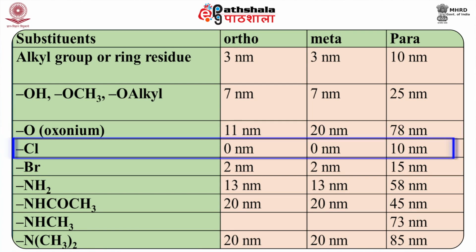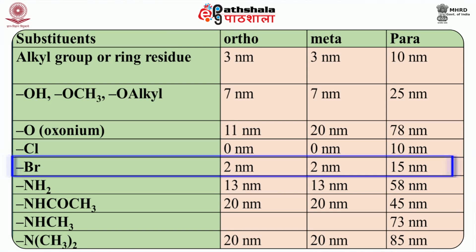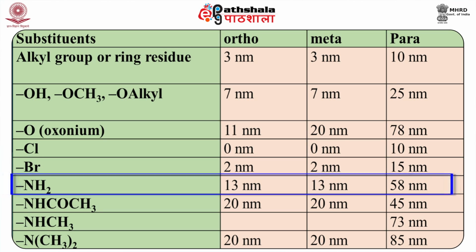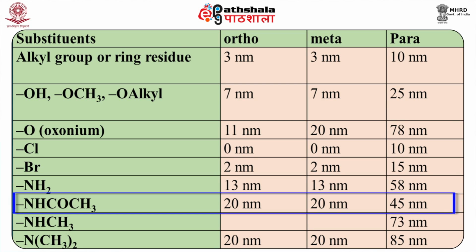Now, for chloro, ortho is 0 nanometers, meta 0, and para 10 nanometers. For bromo, ortho is 2 nanometers, meta 2 nanometers, para 15 nanometers. The primary amine group will have an increment value of 13 nanometers at ortho, 13 nanometers at meta, and 58 nanometers at para. The NHCOCH3 group will have an increment value of 20 nanometers at ortho, 20 nanometers at meta, and 45 nanometers at para.